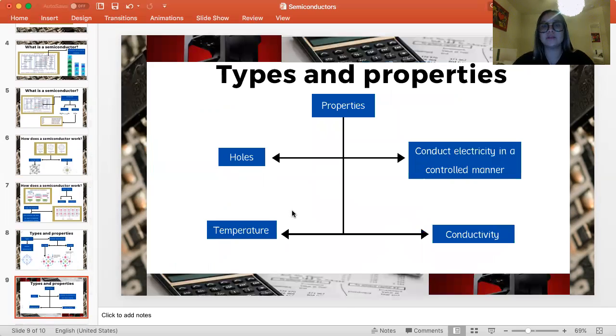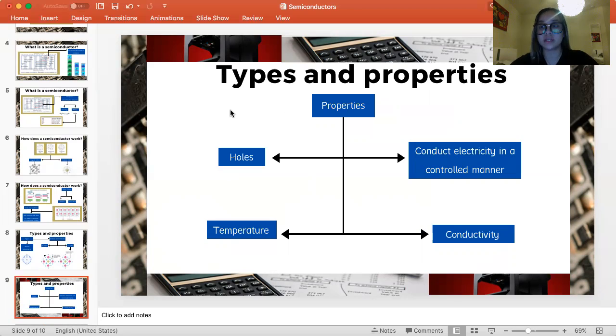Here are the properties: holes, temperature, conductor electricity, and conductivity. Conducts electricity in a controlled manner. Semiconductors can conduct electricity under preferable conditions or circumstances. This unique property makes it an excellent material for conducting electricity in a controlled manner as needed.